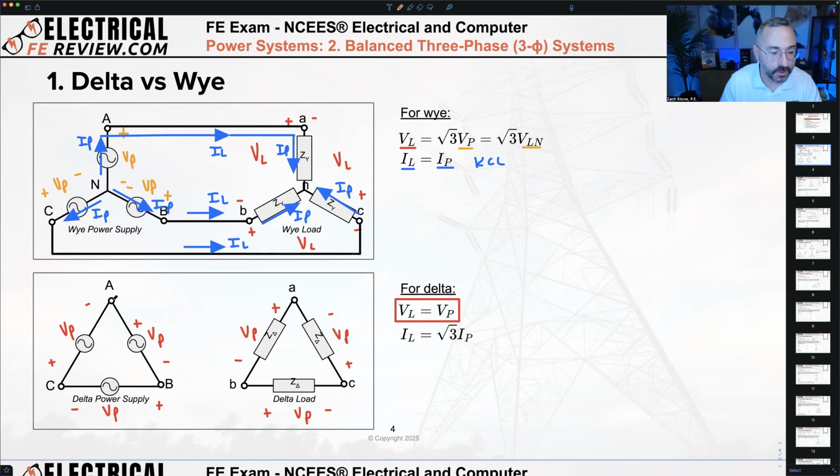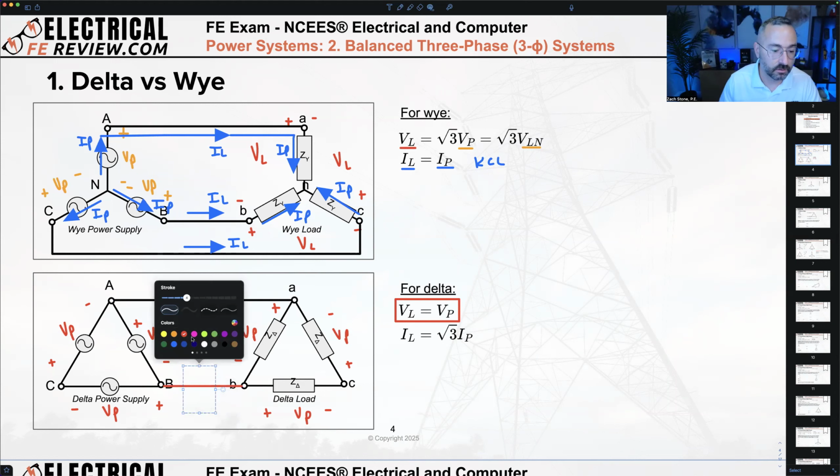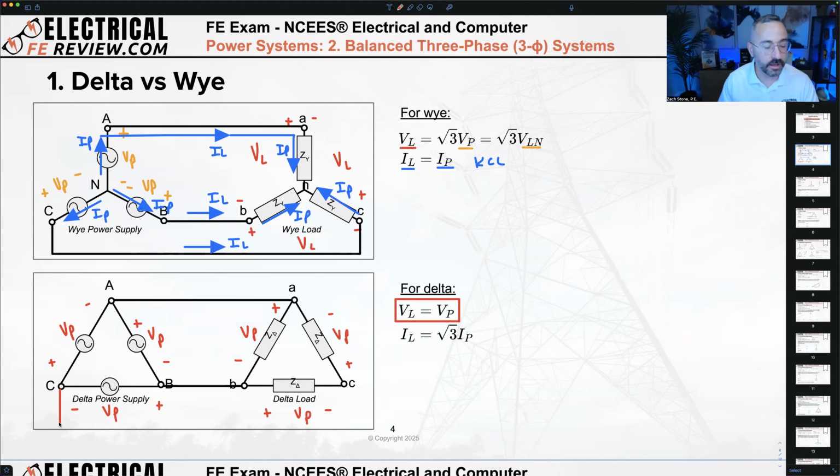Now, what happens when we show the conductors? Here's the A phase conductor. Here's the B phase conductor. And here's the C phase conductor. Who here likes the Y connection better? And who likes the delta connection better?